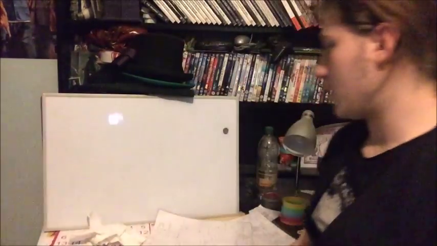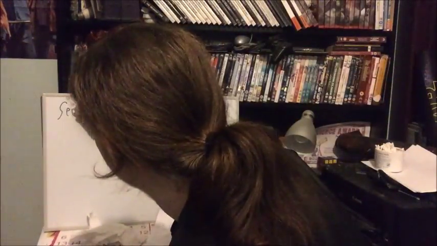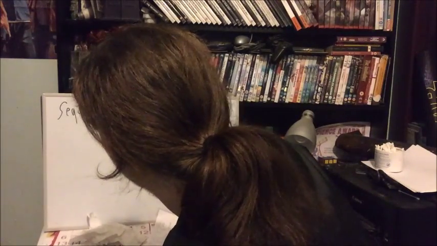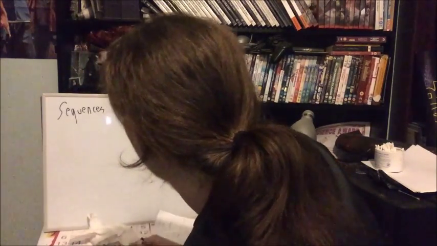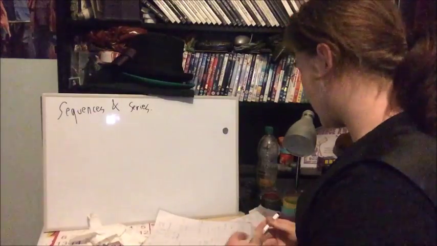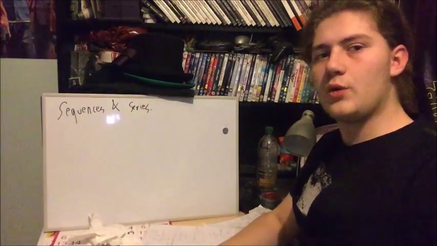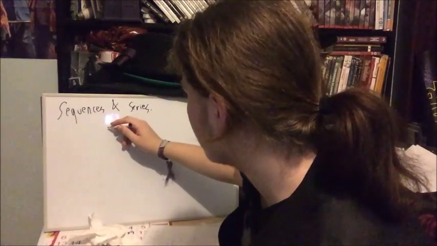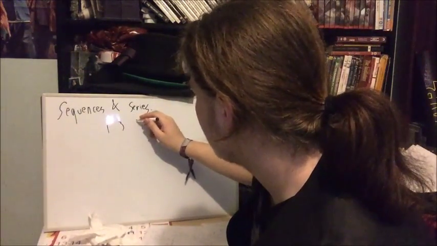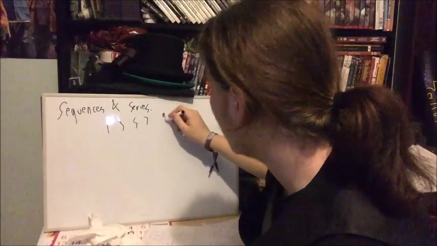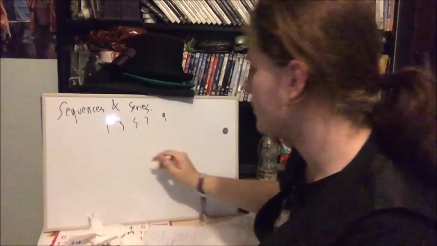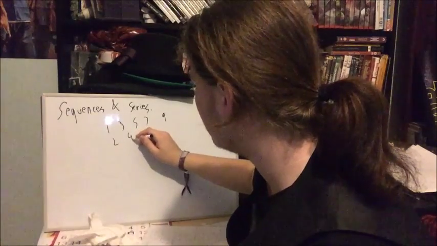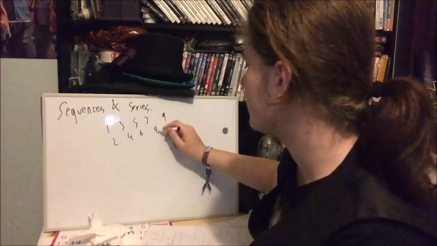Alright, this bit I like. Sequences and series. A sequential sequence, a sequence of sequential numbers. When you first came across sequences, you probably just got a few numbers like 1, 3, 5, 7, 9. These are just all the odd numbers. And then there's 2, 4, 6, and so on.